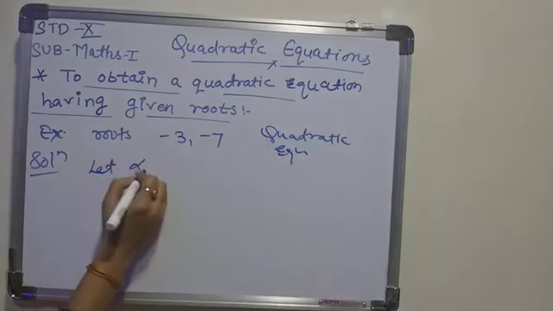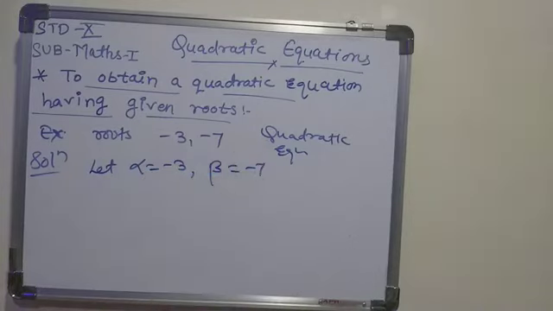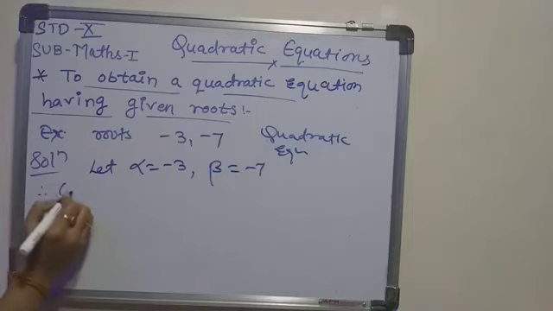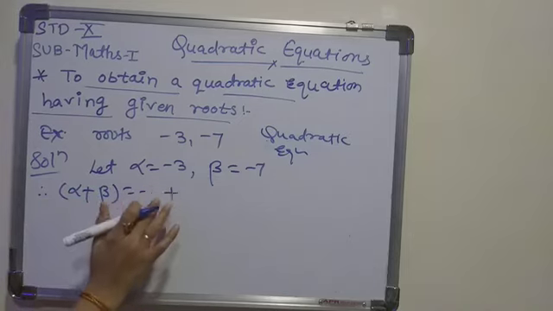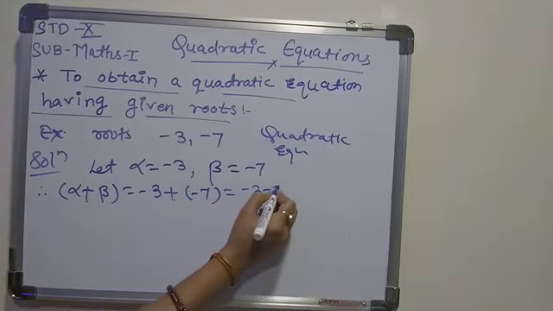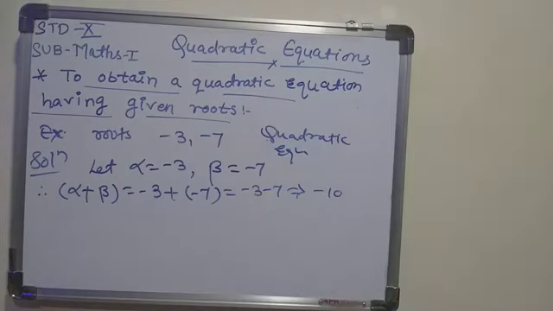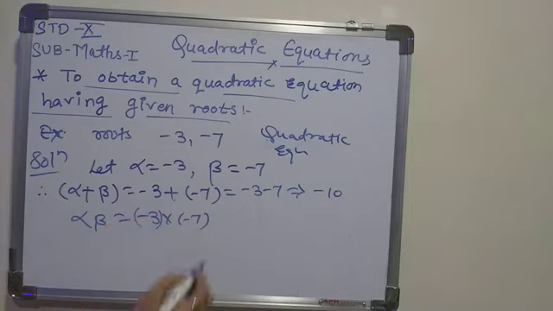So let alpha is equals to -3 and beta is equals to -7. Therefore, alpha plus beta is equals to -3 plus -7, you will get -3 -7, which is equals to -10. So your alpha plus beta is -10, and next we are going to find alpha into beta, which is equals to -3 into -7. Minus minus plus, 7 3s are 21. So alpha into beta is 21. Clear?